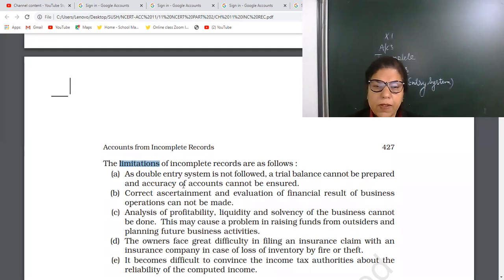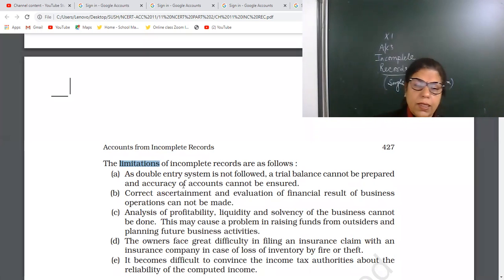Then next point, owners face great difficulty in filing an insurance claim with an insurance company in case of loss of inventory by fire or theft. Good point. See, there may be the loss by fire or the loss by theft.